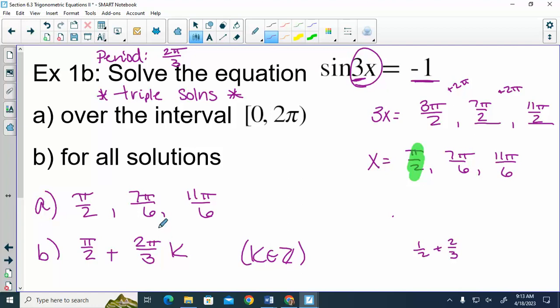Okay. I know this is kind of confusing. That's why we're just starting. We have more examples to come. But what questions do you have for me right now? How do we get to, like on the 3x equals 3 pi over 2, how do we get the 3 pi over 2? That's when we ask ourselves when the sine equals -1. Other questions?